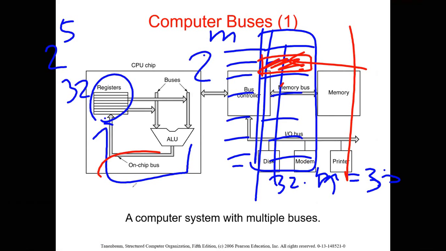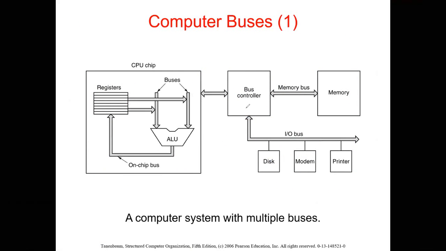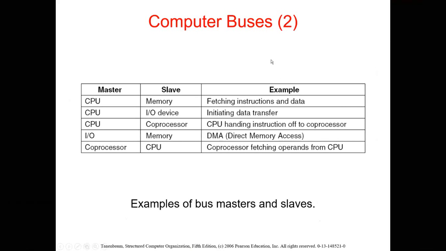So that's what this on-chip bus is. Is that okay? But usually an on-chip bus is simpler than an off-chip bus in the control because it doesn't need a lot of arbitration. So for computer buses, you have a CPU memory bus, you have the I/O device bus, you have the coprocessor bus, okay, you have the I/O bus.